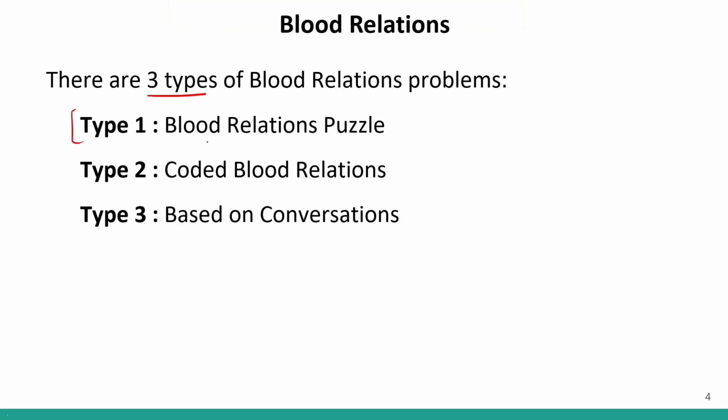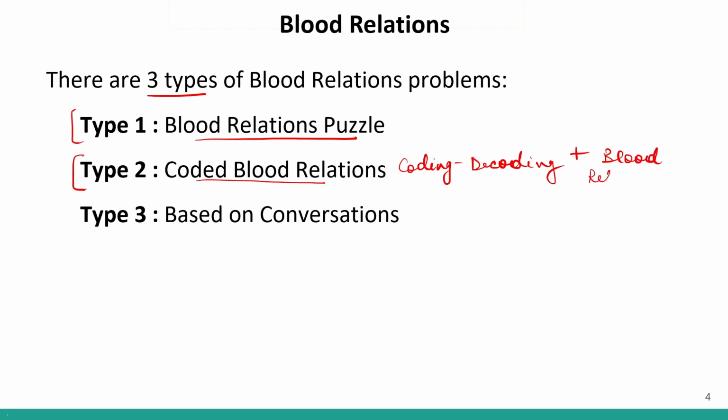Type 1 is your blood relation puzzle. Basically, it is a huge puzzle of 3 generations, 4 generations with 8 people, 6 people, 10 people, and you have to draw an entire family tree to solve these kinds of puzzles. Then we have type 2, which is coded blood relation. As the name suggests, it is basically a mixture of coding-decoding plus blood relation. So we use both these concepts.